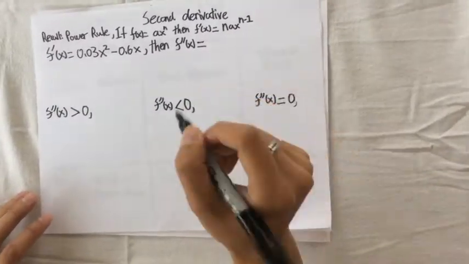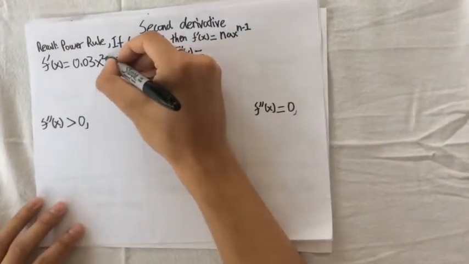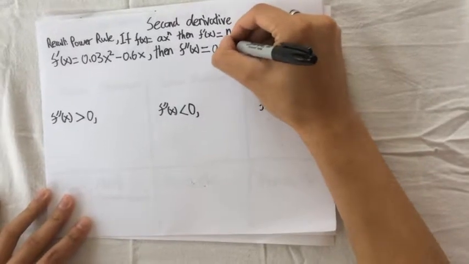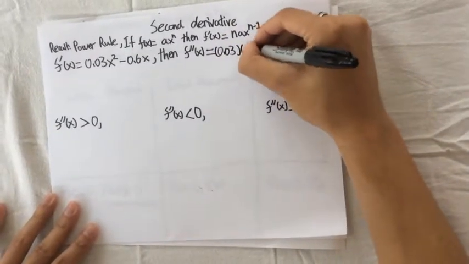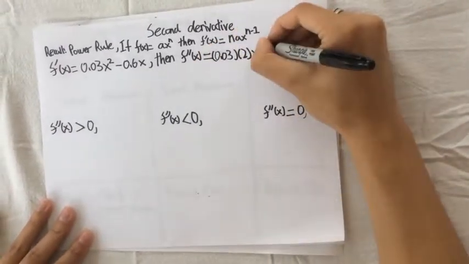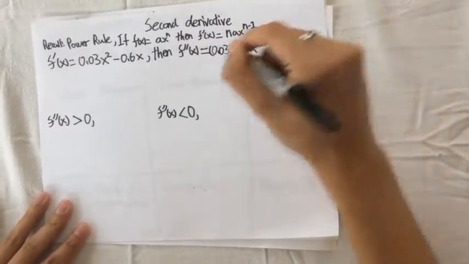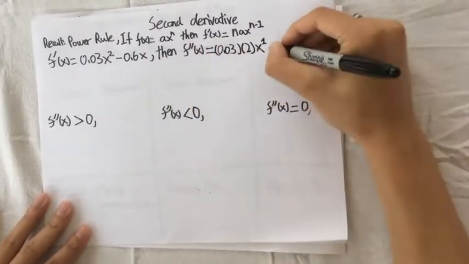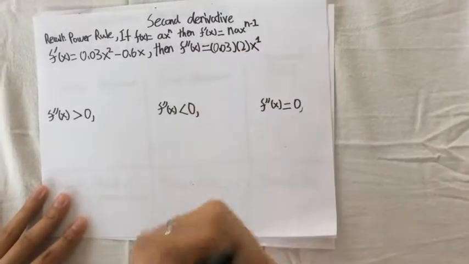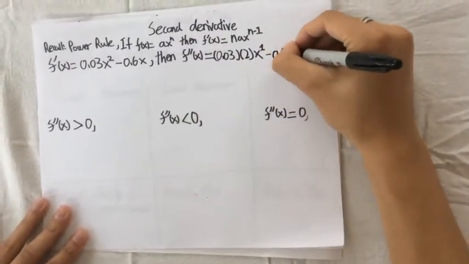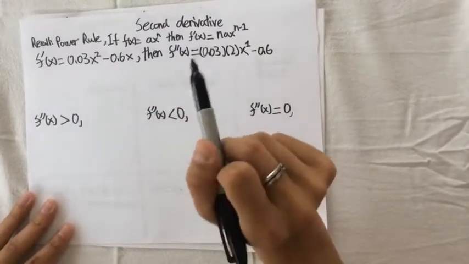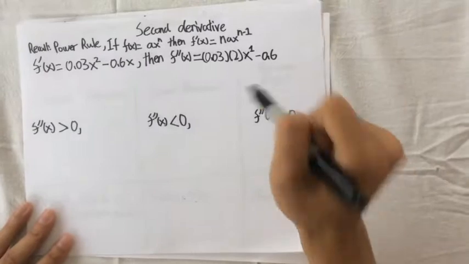So we are doing the same thing again. We are taking the degree and multiplying it by the leading coefficient. In this case, 0.03 multiplied by 2x, and the degree is 1 degree lower, so it becomes 1. Then we're going to do the same thing here. The leading coefficient is negative 0.6, and the degree is 1, so it's still negative 0.6. Since we have to take 1 degree lower, x to the power of 1 degree lower than that is x to the power of 0, which is just 1.